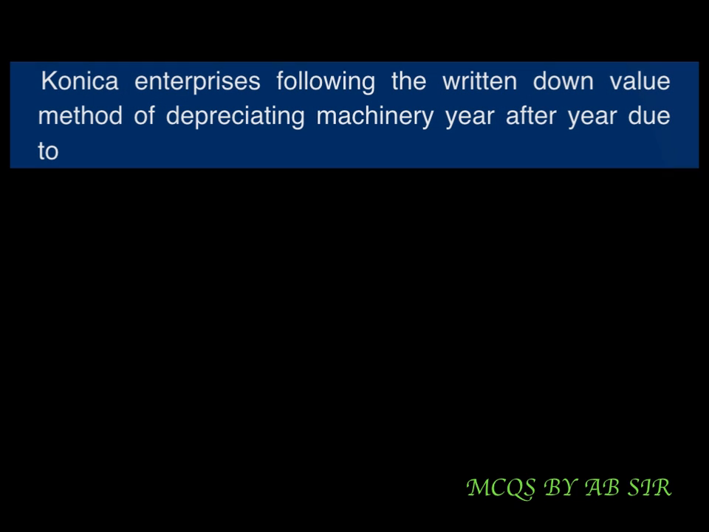The next one is: Konica Enterprises is following the written down value method of depreciating machinery year after year due to. Now, those who don't know the written down value method of depreciation yet, it is one of the methods of calculating the amount of depreciation. There are various methods of calculating the amount of depreciation. Written down value method is one of them. What you have to understand here is that a company is following just one method every year. It's not changing its method. It is following the same method year after year. So, this is by application of which principle?